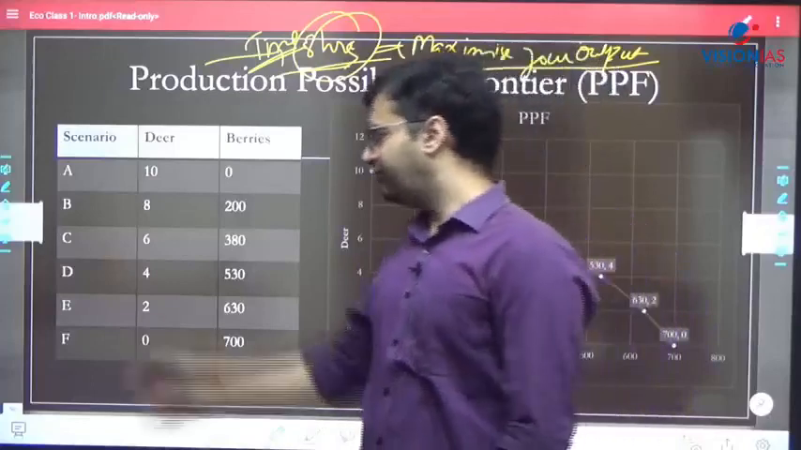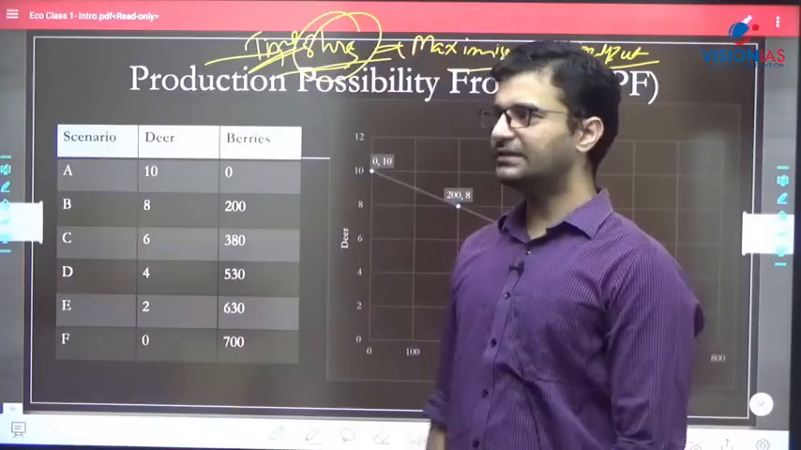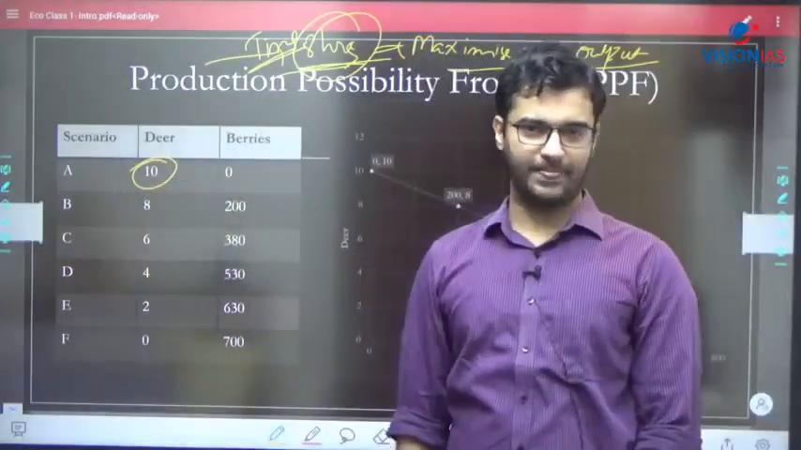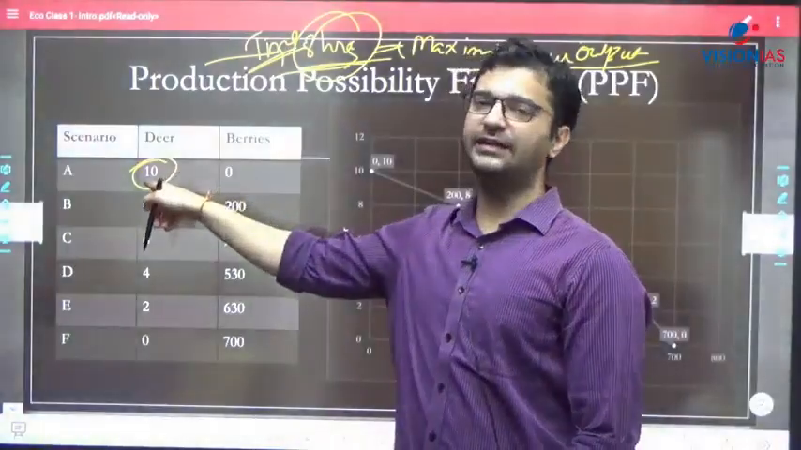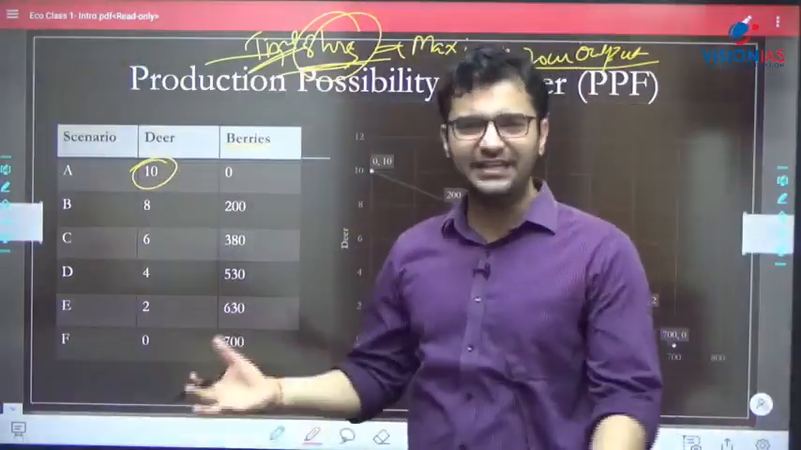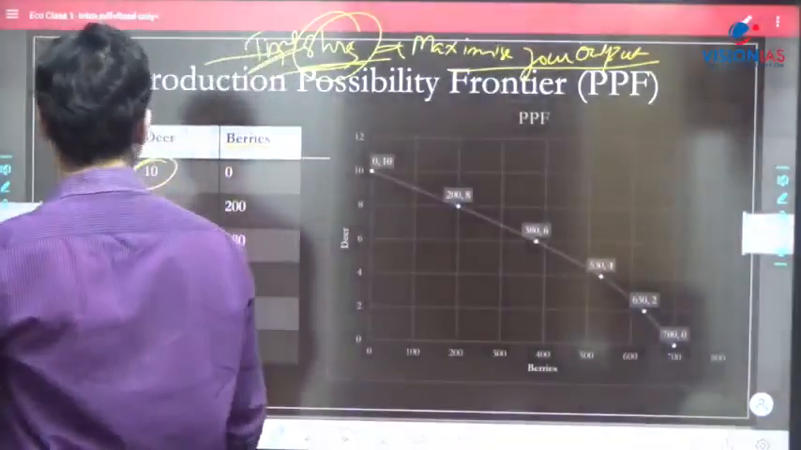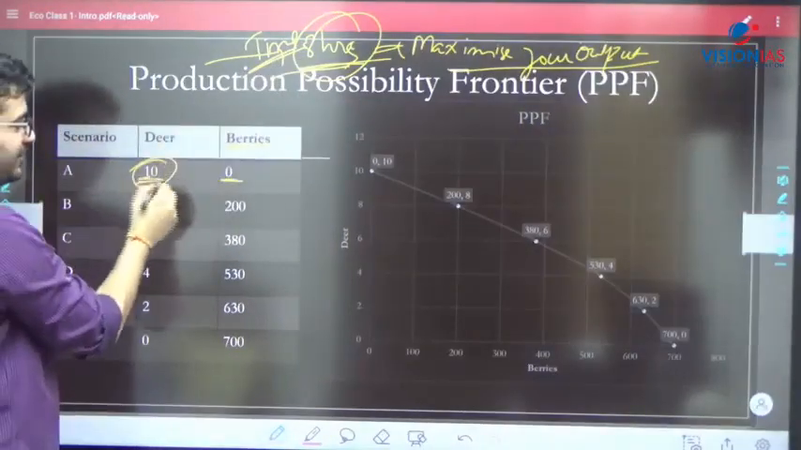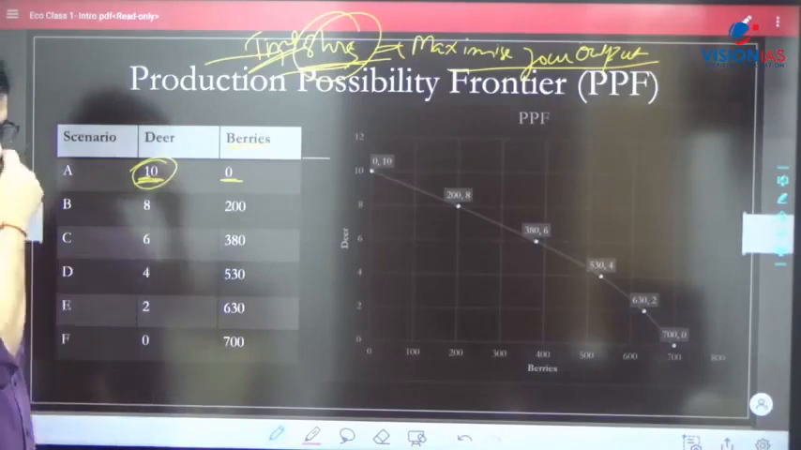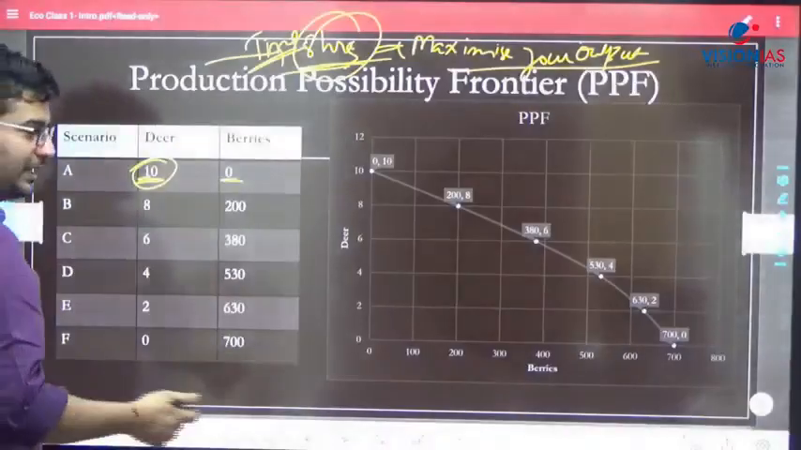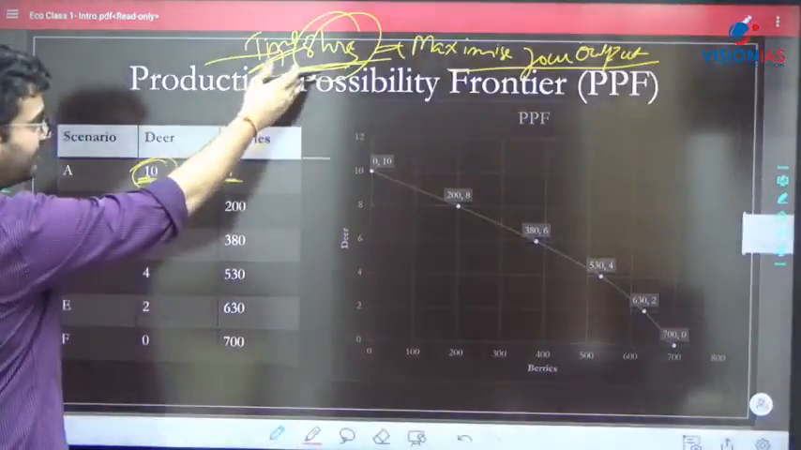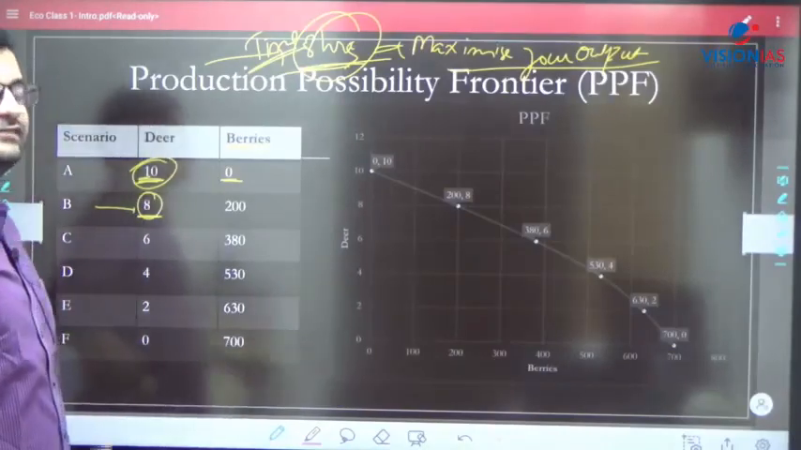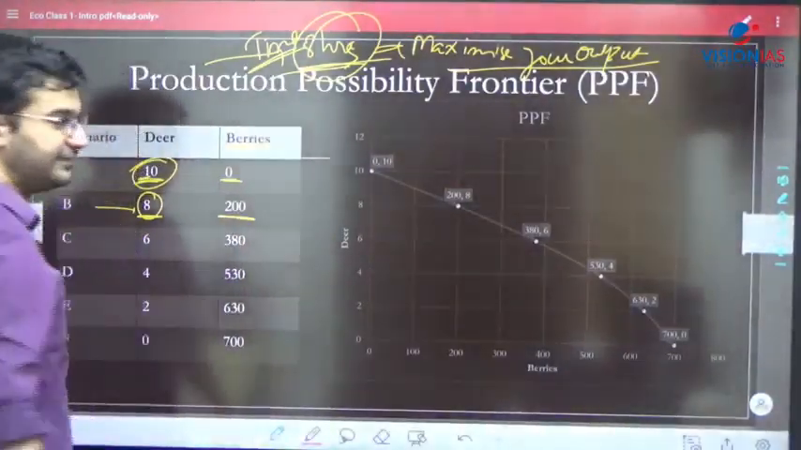Well, let's say there are 6 scenarios here. Scenario A, you spend the entire 8 hours hunting deer. If you do, you will not be able to gather any berries, for example, berries or mango fruits, because the entire 8 hours has been spent hunting. Scenario B, you spend some part of the 8 hours hunting deer. You hunt 8 deer and that gives you time to gather 200 berries.